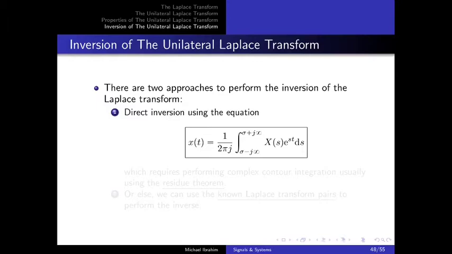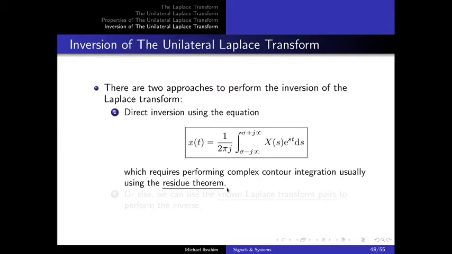And the problem with this equation is that we are integrating with respect to a complex variable s. Therefore, you will need to do complex contour integration, which is usually performed using the residue theorem. This method is out of scope, we will not be using it. The second method is basically by using the known Laplace transform pairs we have seen so far.